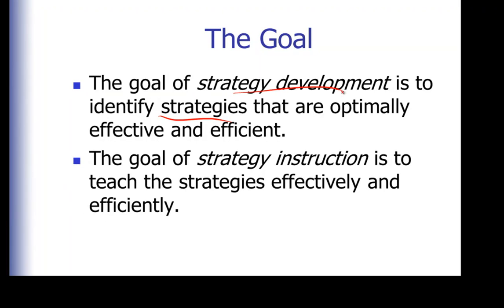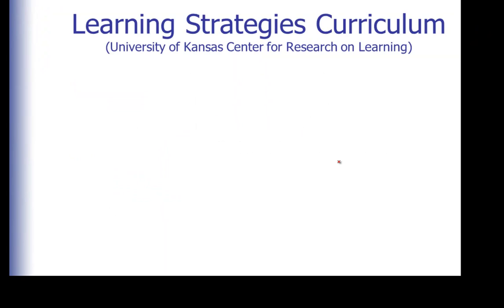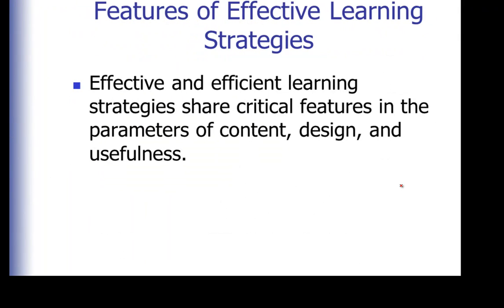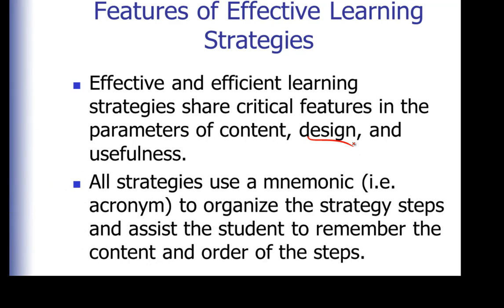So strategy development and strategy instruction, and you teach them. And this is what this chapter does, lays out for you how to do that. Again, still at the University of Kansas. Manuals advise teachers on how to provide intensive instruction to adolescents with learning problems and how to promote the acquisition, storage, and expression of information. So effective and efficient learning strategies share critical features in the parameters of content, design, and usefulness. And they all have mnemonics, a lot of mnemonics in this chapter, and acronyms.